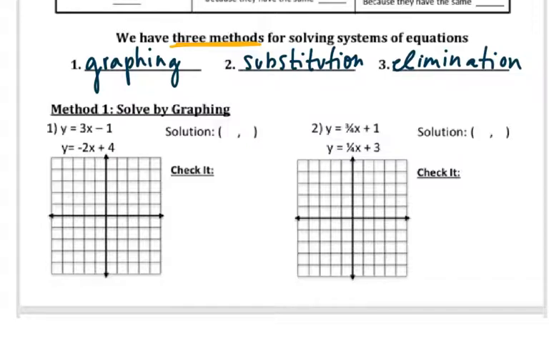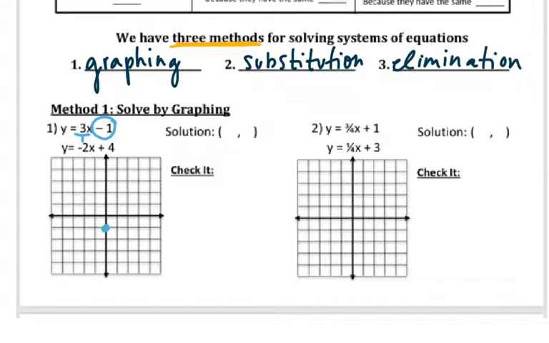Hopefully, at this point, you're good at graphing lines. If you are not, watch closely. In this first one, we always begin at our y-intercept. Our y-intercept is the constant, typically in the back. So this one, the y-intercept is -1. Then I'm going to move with my slope. My slope is 3, because it's in front of the x. 3 is the same thing as 3 over 1.